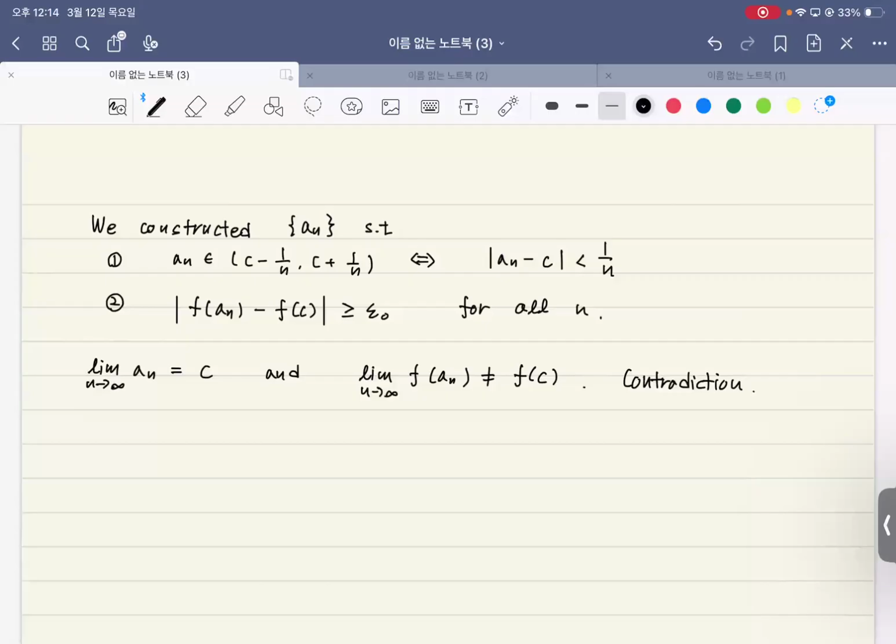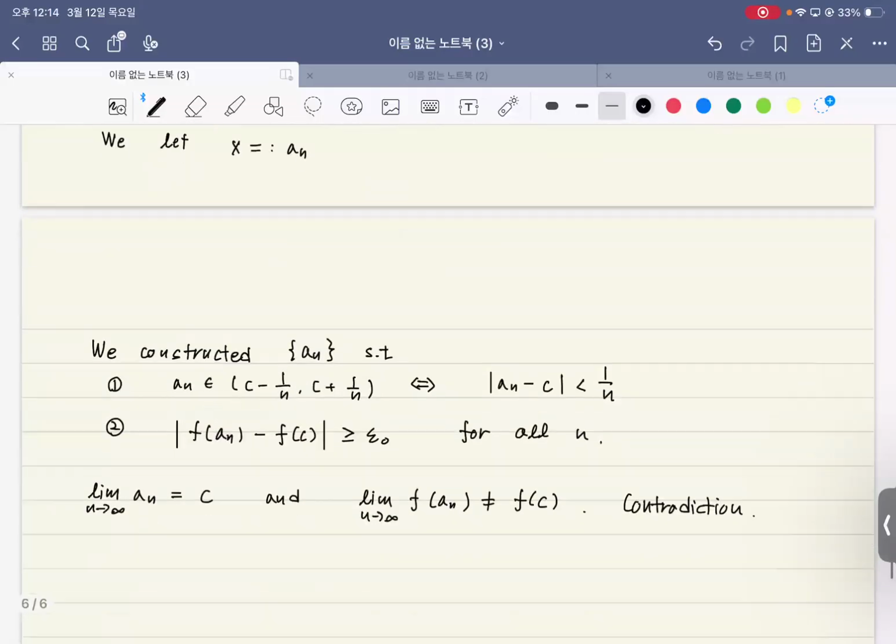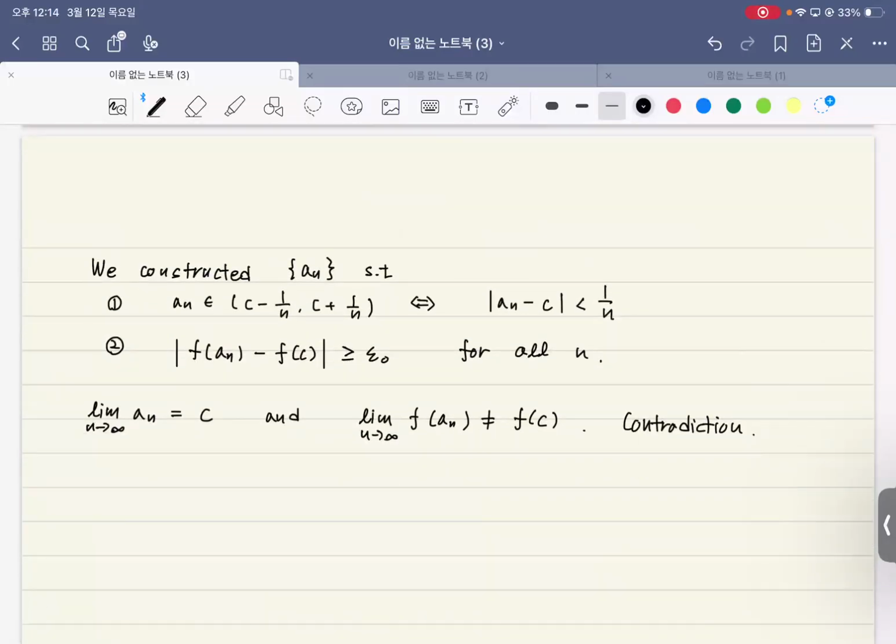Okay, therefore, a continuous function always carries a convergent sequence to another convergent sequence. And that property is actually going to be the characteristic property of continuous functions. I guess this is for today, and see you next time.